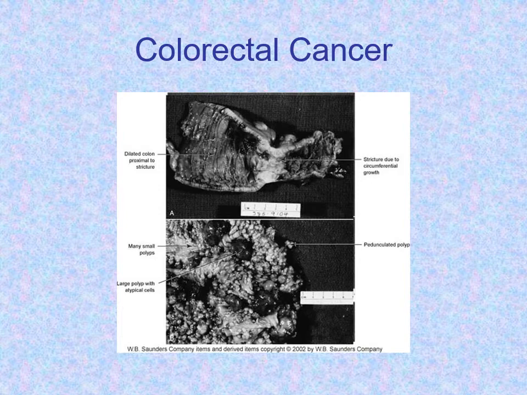This picture is looking at a stricture in the colon and dilated colon proximal to the stricture. Then showing you a lot of polyps, and a large polyp with atypical cells. These pictures aren't the greatest. If you want a better illustration, I'd Google it and get some color pictures. And maybe in time I'll put some in here, but these are the ones I have available now.